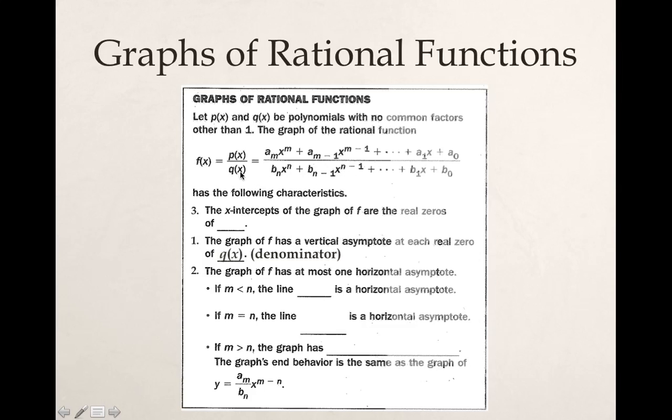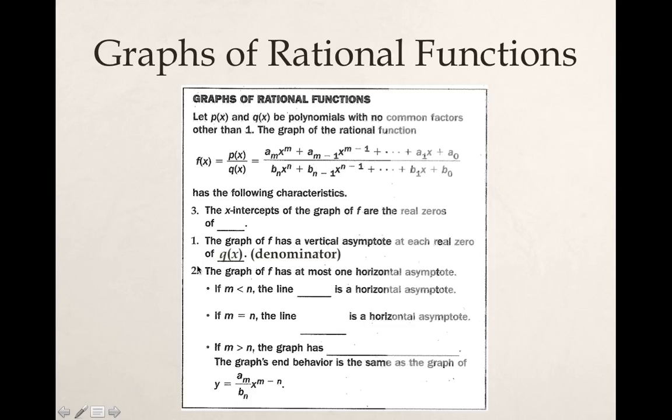Okay, so if we have some polynomial in our denominator, if we set that denominator equal to 0 and then solve the equation, whatever values we get for x are the values where our vertical asymptote will go. That's what step number 1 is saying. So the first thing we're going to do is set our denominator equal to 0, solve for x, and those are going to be our vertical asymptotes.